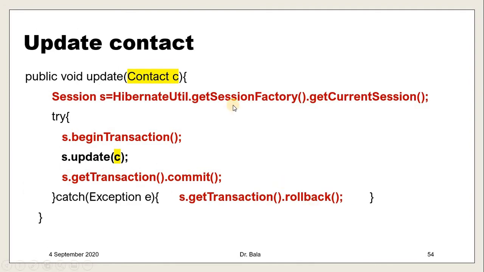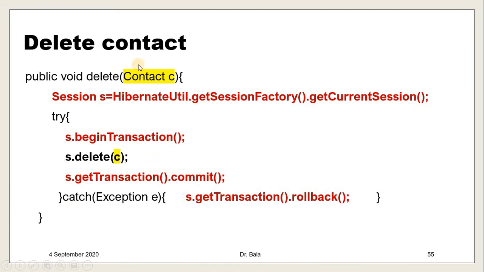In the same way, if you are going to update, again we pass the contact as an argument. We open the session, begin the transaction, call update, and give the object name as C. The rest of the coding is similar. If you want to delete, it is the same, only the method changes to delete. Session, begin transaction, delete is the method. After that we commit it, and if any problem we roll back. So it's very easy to work. Okay, so this is the DAO class.